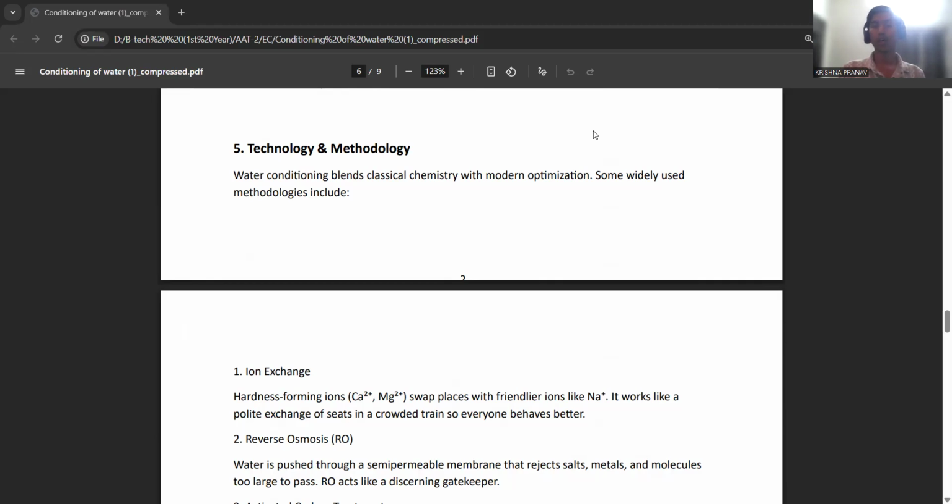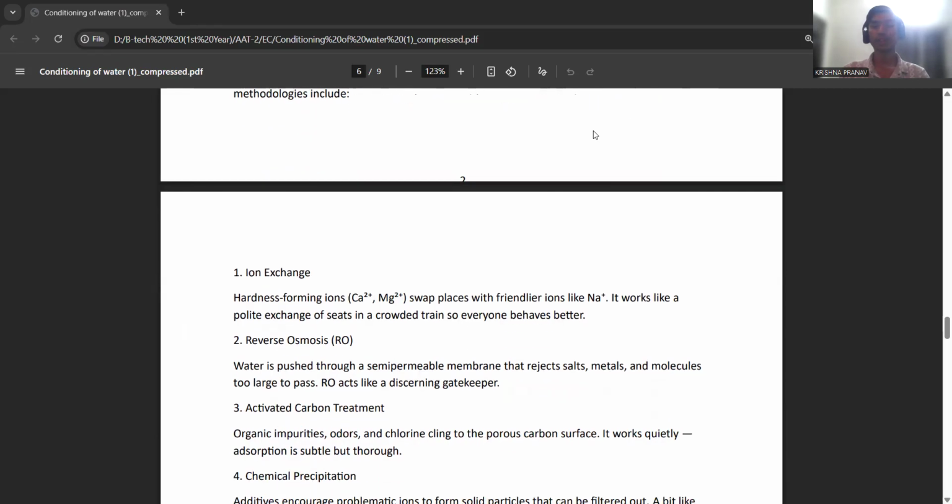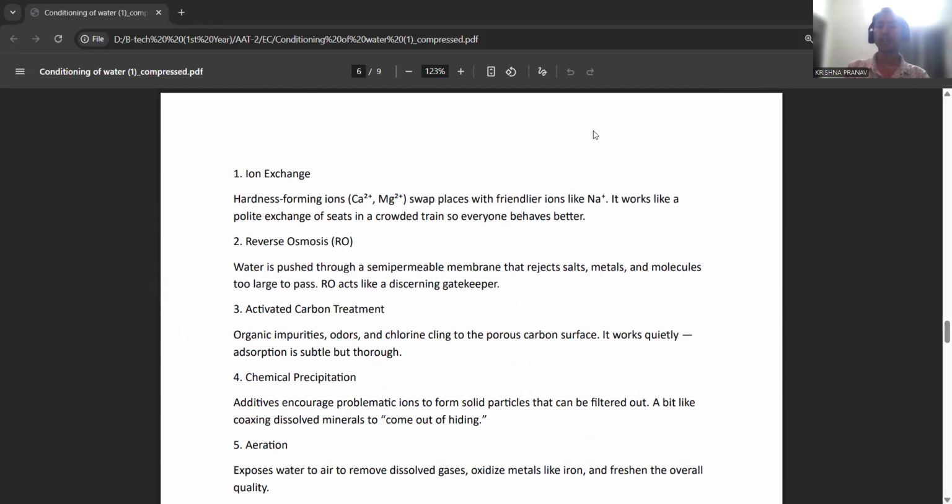Reverse osmosis, RO. Water is pushed through a semi-permeable membrane that rejects salts, metals, and molecules too large to pass. RO acts like a discerning gatekeeper. Activated carbon treatment. Organic impurities, odor, and chlorine cling to the porous carbon surface. It works quietly. Adsorption is subtle, but effective.